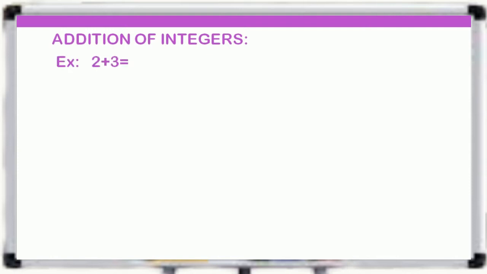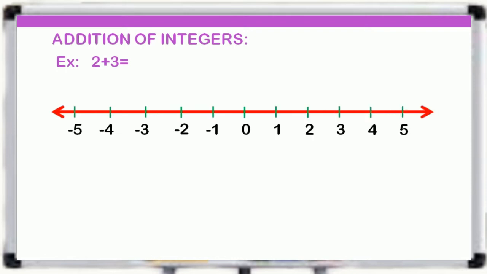For example, 2 plus 3. What is the result of 2 plus 3? So first take a number line, that is an integer number line, which means in the middle you have to write 0, right side positive numbers, left side negative numbers. So here you have to mark 2 with a circle. So here we have to add 3 to 2.